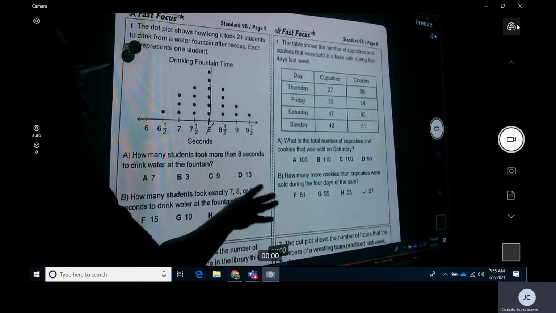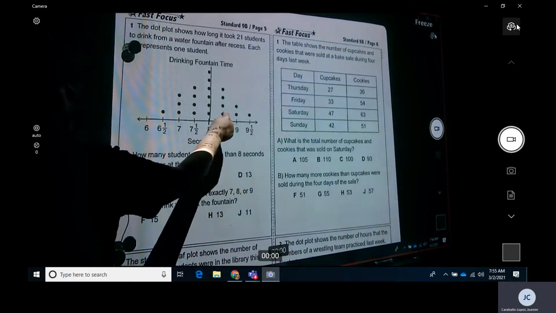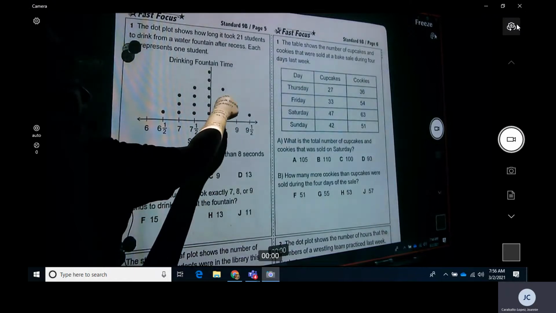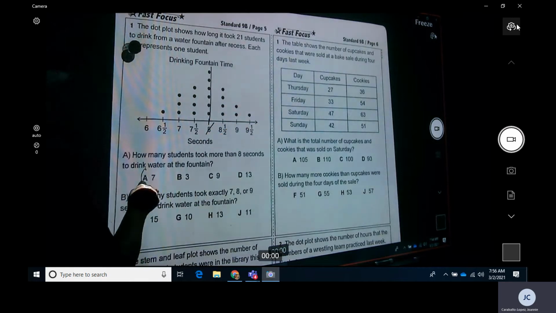Okay, so let's count them together. So if you're turned around and you can't see the board, I want you to sit sideways like my friend. Push your chair to the side so that you can look at the board, okay? All right, so let's count together. It's 1, 2, 3, 4, 5, 6, 7. So our answer is A, 7.